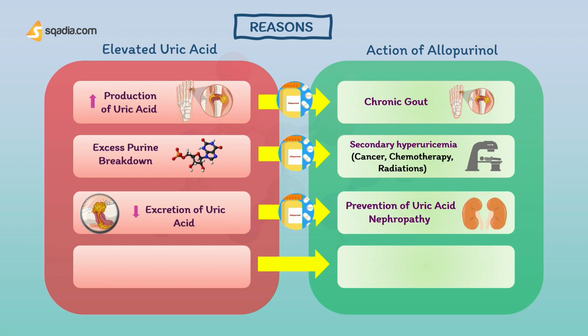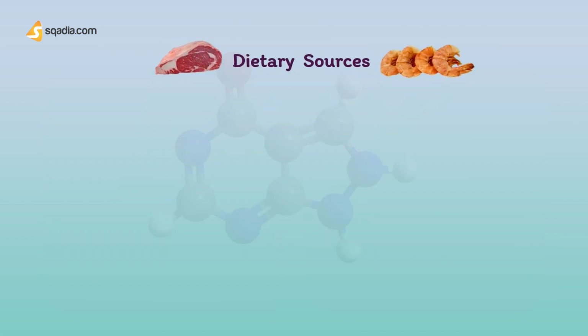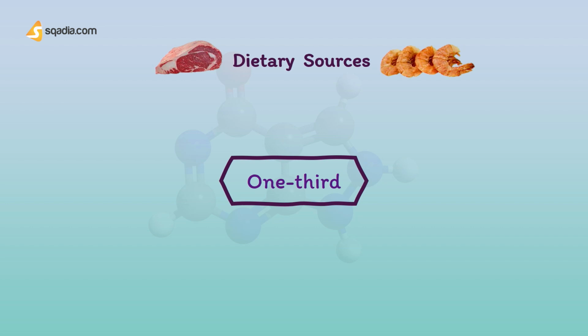Lastly, but the most important reason, is the dietary source. The above 3 points are the major indications of allopurinol. Apart from that, dietary source is also a main reason for increased uric acid levels. It is good to know that 1/3 of the reason is associated with the kind of diet one takes, while 2/3 is due to the breakdown of purines within the cell.